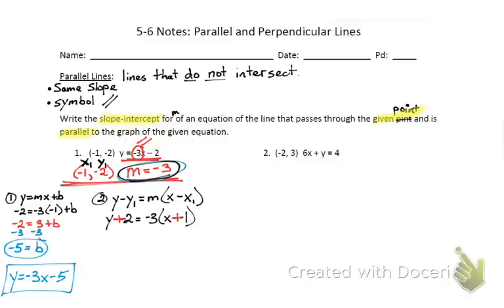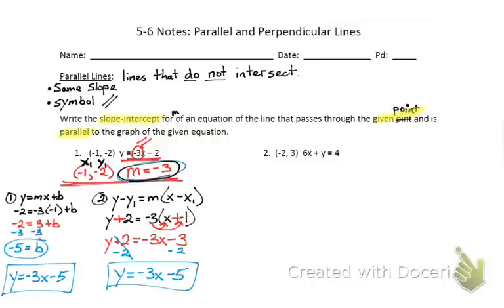And now all you have to do is manipulate this equation into slope-intercept form. You do that by first distributing -3. And then last step would be to solve for y by subtracting 2 on both sides. Y equals -3x minus 5. So you can do it by doing the first way we did this or the second way. I don't care which way you choose. Both will lead to the correct answer. So I'd like you to pause the video again now and try number 2 on your own.